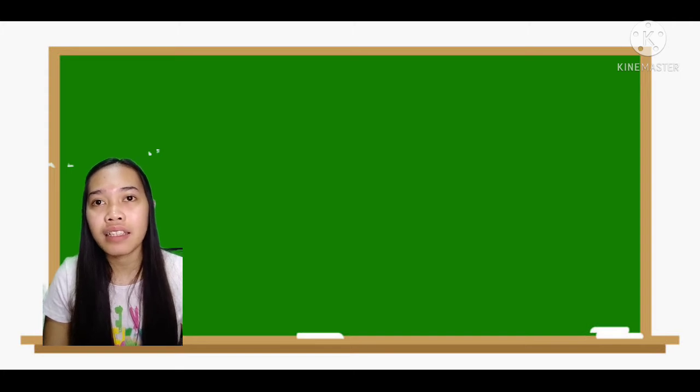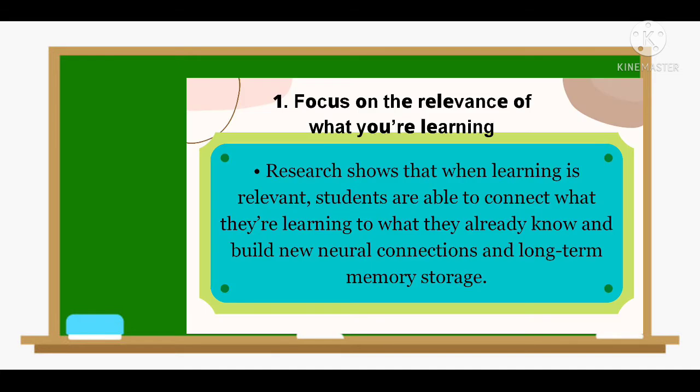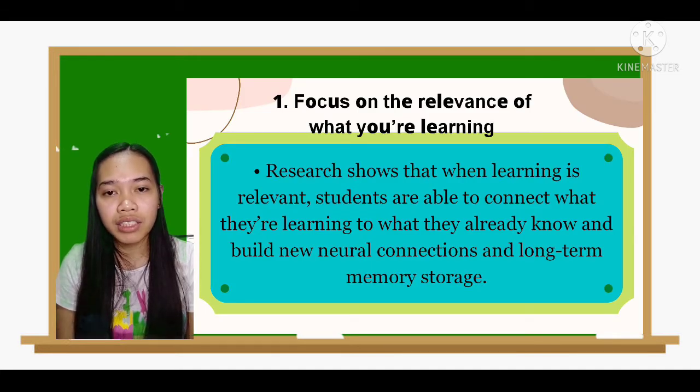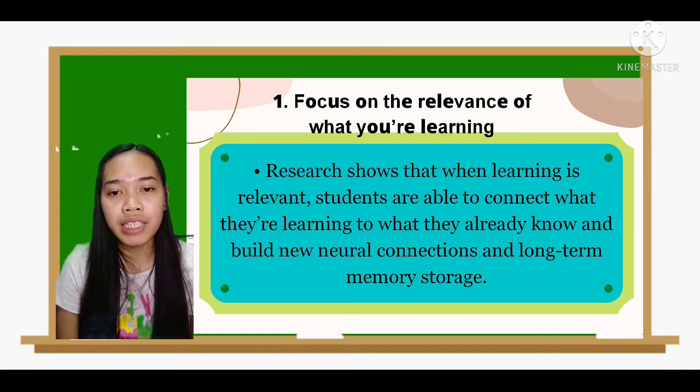Next is applying the principles of transfer of learning in facilitating. First, focus on the relevance of what you're learning. Research shows that when learning is relevant, students are able to connect what they're learning to what they already know and build new neural connections and long-term memory storage. So if you want your learning to be engaging and to be able to remember it in other contexts, it's important to establish relevance early on.